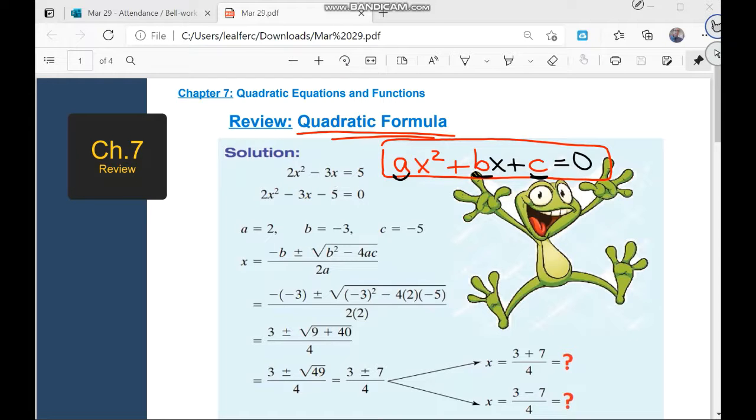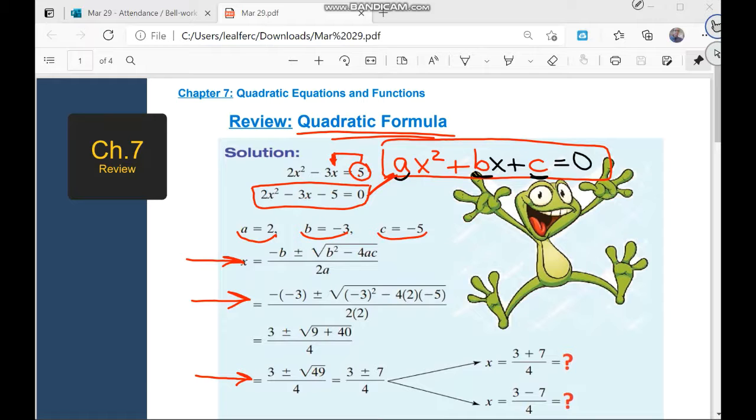To apply the addition property of equality, we can move this to the left-hand side of the equation, and a positive will become a negative. Now we have 2x squared minus 3x minus 5 equals 0. This is the right form. We can find a, b, and c, plug into the formula, simplify, and at the end you're going to have two different answers.